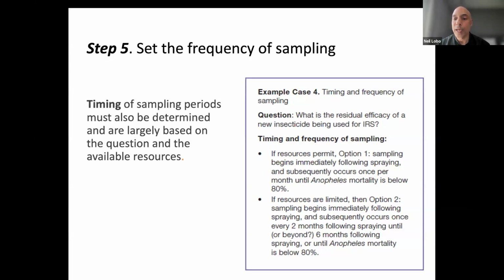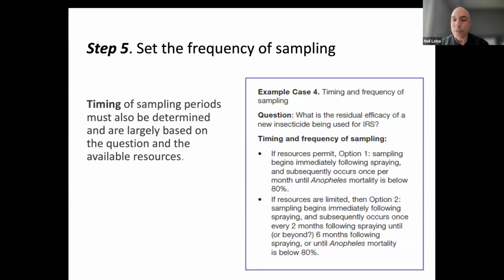immediately following spraying of that new active ingredient, and then do it every month until Anopheles mortality is below 80%, and that is from WHO. So let's say it actually lasts 8 months. We can conduct it every month until we find Anopheles mortality below 80%, which would be 8 months, and perhaps 9 months if we have enough resources to see if it further drops.